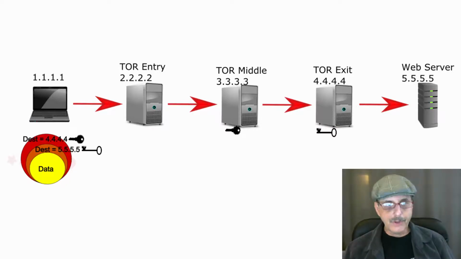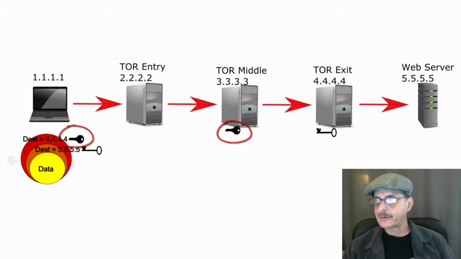Now here you can see that we've added one more layer. This layer shows that the destination is going to be 4.4.4.4, and that has been negotiated to be encrypted by the key that only the Tor middle node, 3.3.3.3, has. So nobody except the Tor middle node would be able to read that destination.